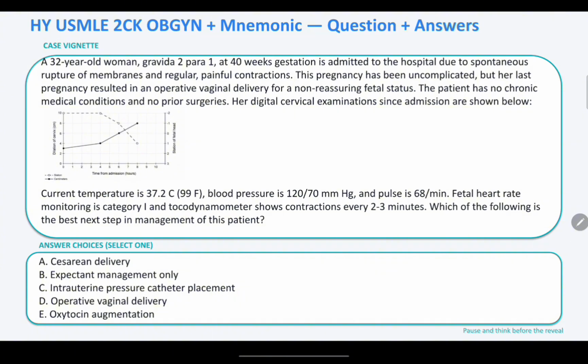And why not operative vaginal delivery? This means using forceps or vacuum to help deliver the baby. This is only an option during the second stage of labor, which is from 10 cm dilation until delivery. Our patient is only at 8 cm dilated, so she is still in the first stage. This leaves us with only one correct option, expectant management.